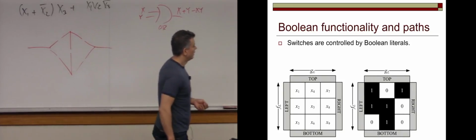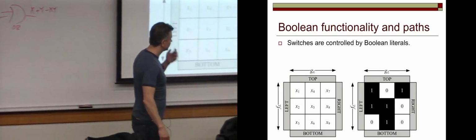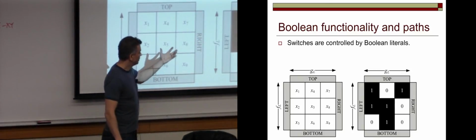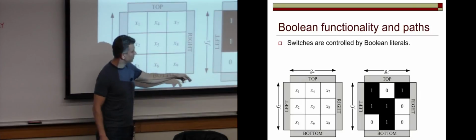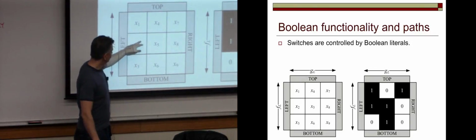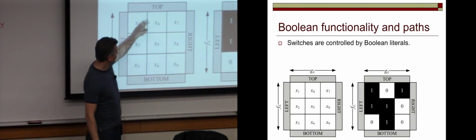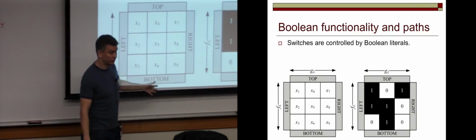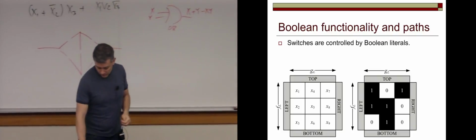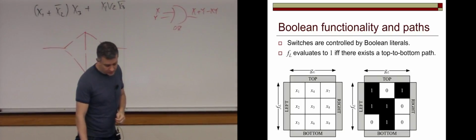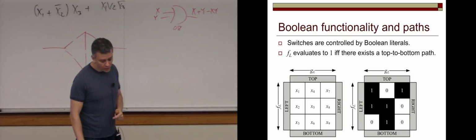So as Jack explained to us a moment ago, here the connectivity will be, the function will evaluate to 1 if there's a closed path between top and bottom. So if x1, x2, x5, and x6 are all 1, then there is a closed path. Current will flow. But if there is no closed path, then current will not flow, and the function will evaluate to 0. So the function evaluates to 1 if there exists a top-to-bottom path.